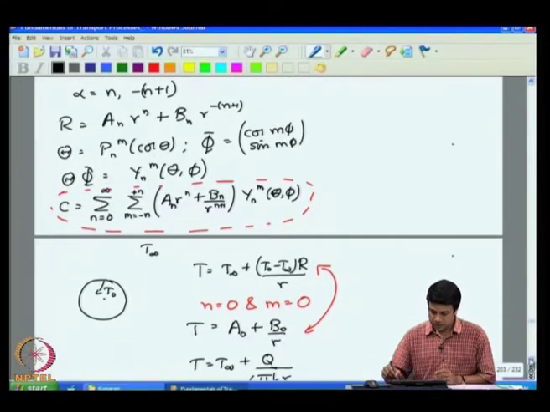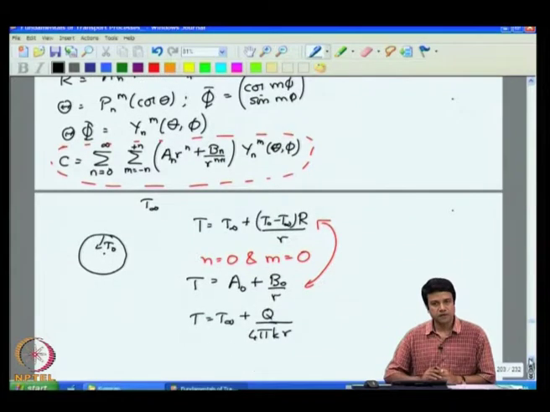I showed you that the particular case of the heat conduction from a sphere, which we had solved some time back in one dimension, is just the solution for n is equal to 0 and m is equal to 0. This is spherically symmetric. So, Y00 is just equal to 1, it is independent of theta and phi.